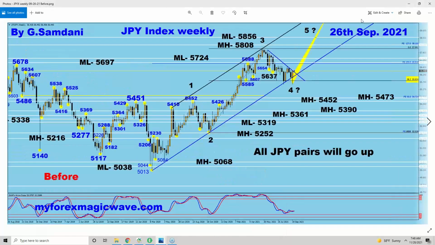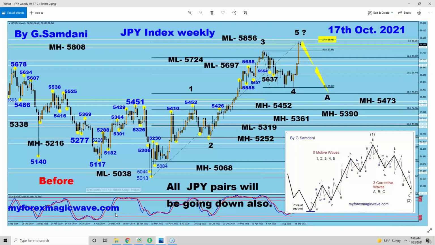This is the chart that I want to show, and it was made on the 26th September. This is the yen index weekly chart, showing Elliott wave count 1, 2, 3, 4, and we're supposed to go up for wave 5. So what happened to this chart is this. We went up nice and clean for wave 5 and kind of stopped. So I said, okay, this is probably it. And the target was 58.56.